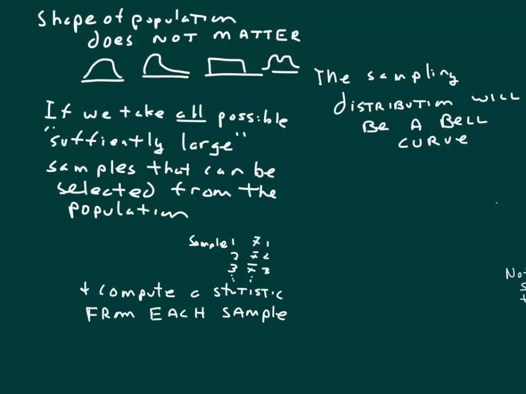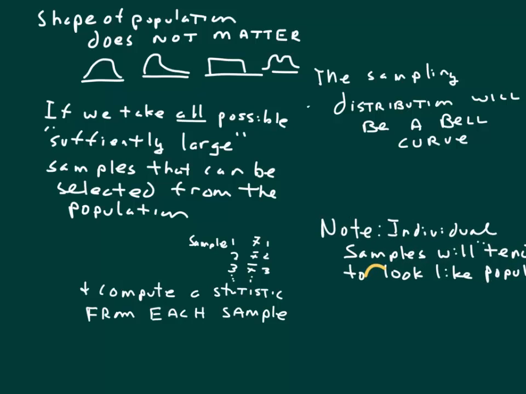I want to make one note here. The sampling distribution is a bell curve. These individual samples, if they're large enough that you can see things, will tend to look more like the population. So if the population looks like this, the sample, if it's big enough to see the shape, will also look like that. But when you take the means of those samples and distribute those, that will always be a bell curve. That's the sampling distribution. Be careful in the language, especially in multiple choice, that you understand the difference between population, sample, and sampling distribution.